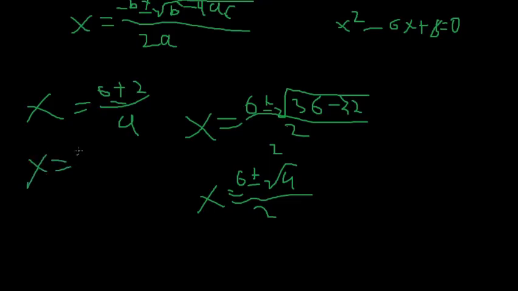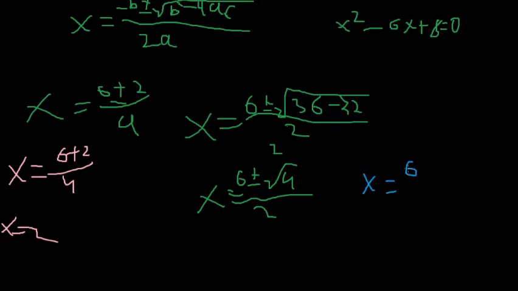So x equals, let me use a different color. X equals 6 plus 2 over 2, which will give us 8, because 6 plus 2 is 8, divided by 2 is 4. So x equals 4. The second one we'll do is x equals 6 minus 2 divided by 2. 6 minus 2 is 4. 4 divided by 2 is 2. So x equals 4 and x equals 2.